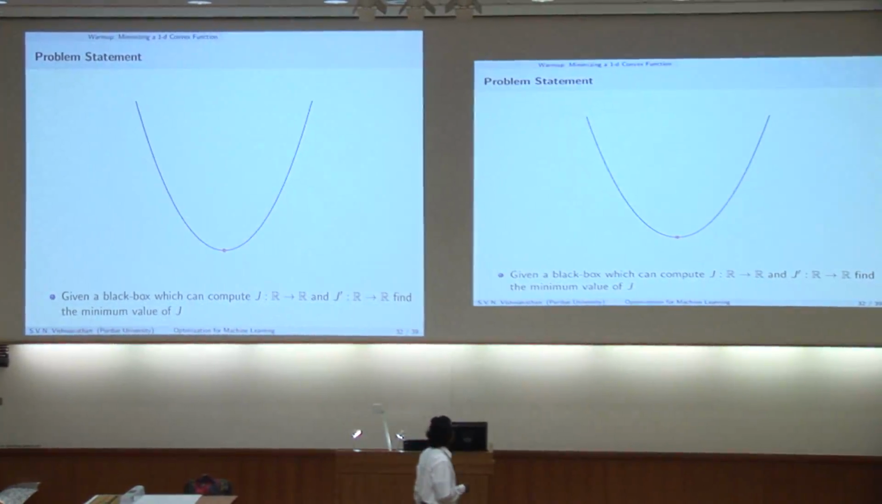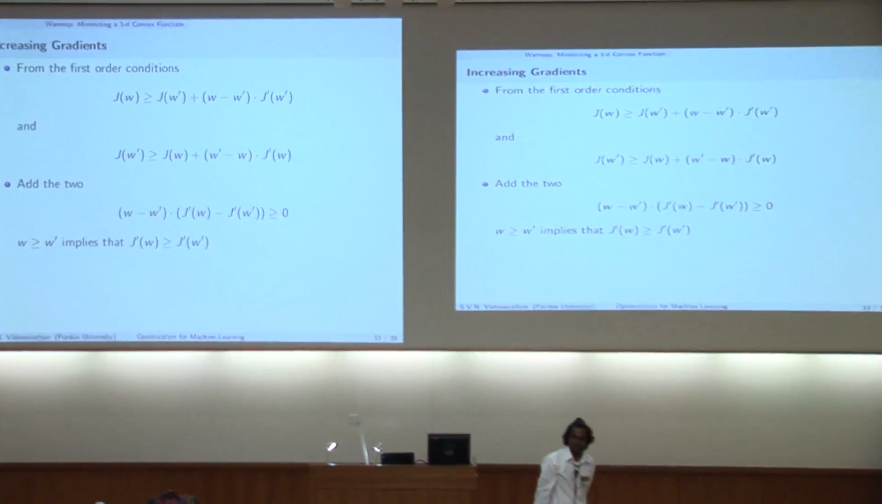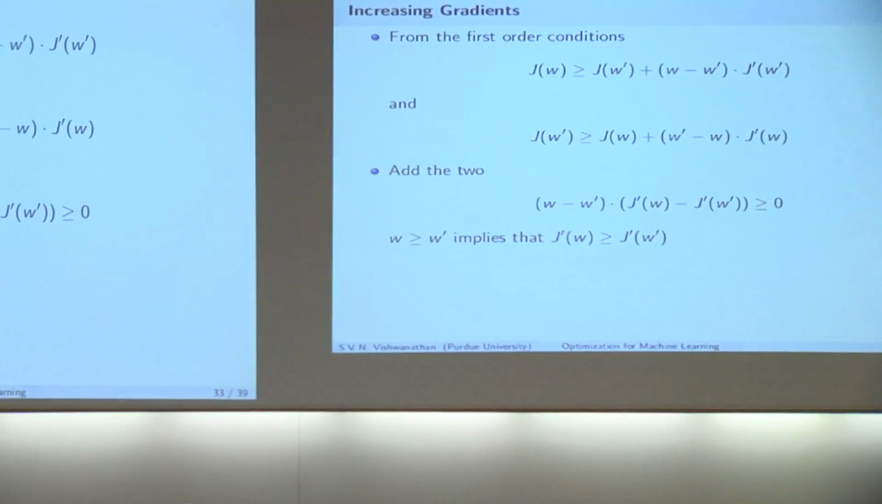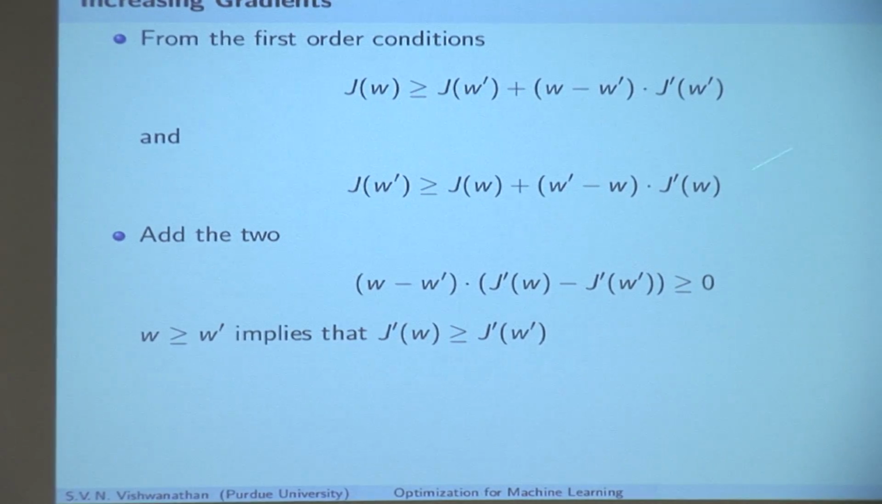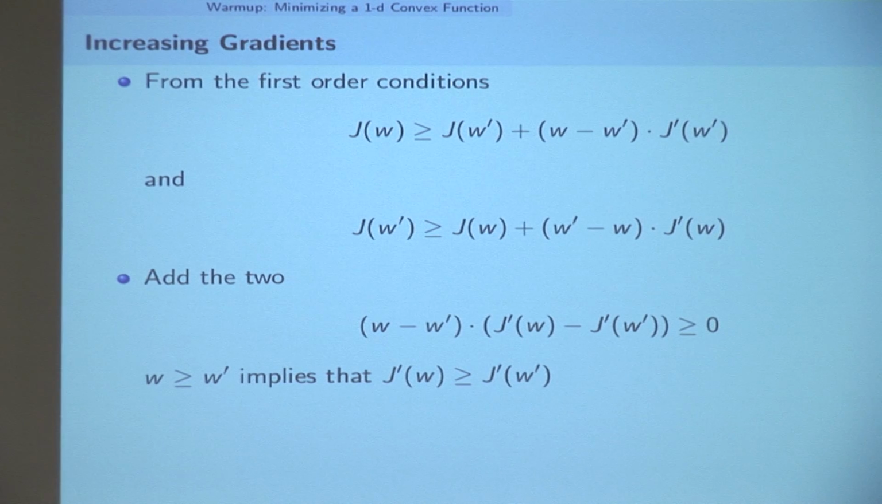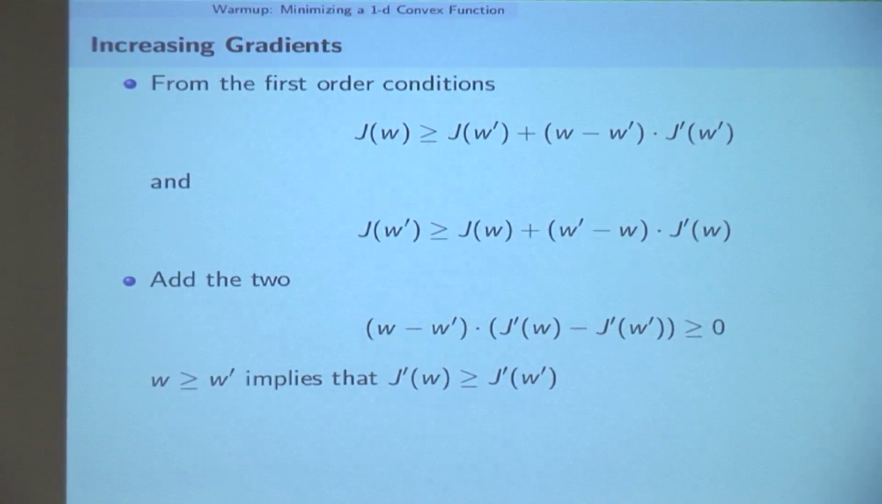So how are we going to do this? Before we do this, let's do a little bit of math. It's inevitable. Let's look at this first order condition. We knew this first order condition from before. We know that the gradient satisfies this property. And now let's just switch w and w prime.